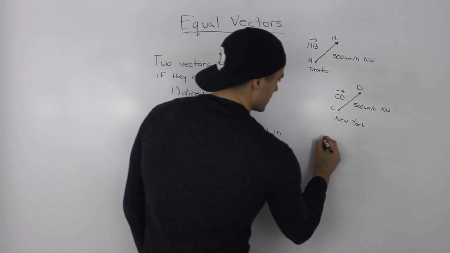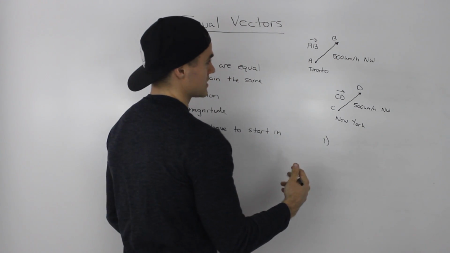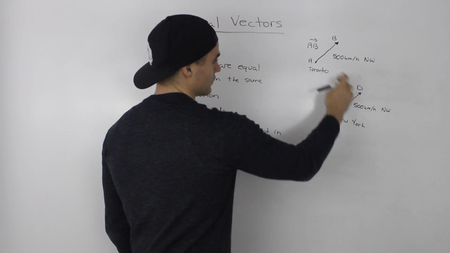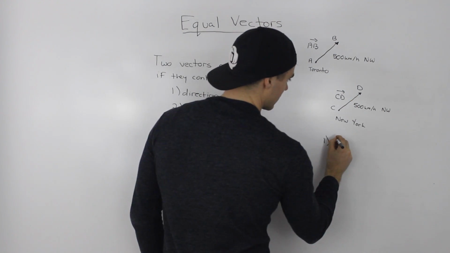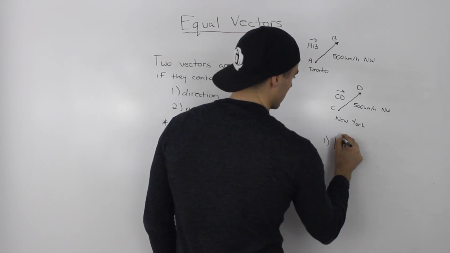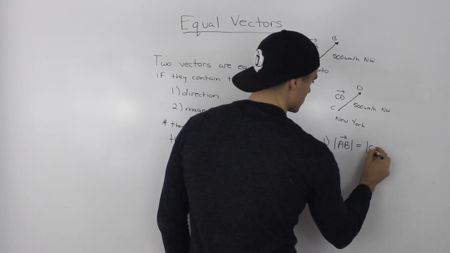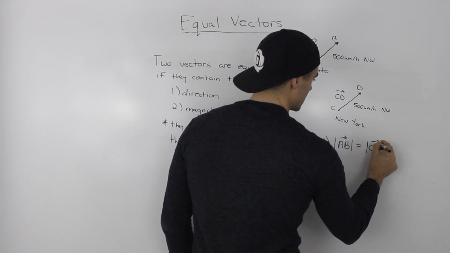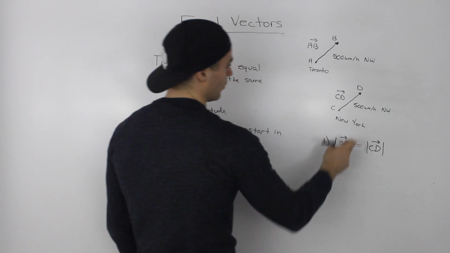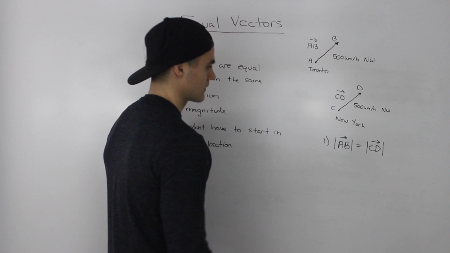So a couple of things to note here. Notice how the magnitude of both vectors is the same. The speed, this 500 kilometers per hour, it's the same. So the magnitude of vector AB equals the magnitude of vector CD. And the magnitude of both equal 500 kilometers per hour.